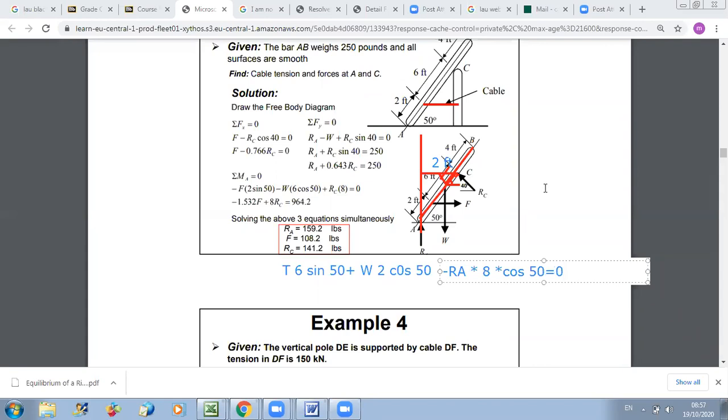You have 3 equations, 3 unknowns. You can solve for your system. Okay, and also here you can try to do sum of moment about A. It will also give you a third equation. So you can do sum of moment about any point you want. Any question?